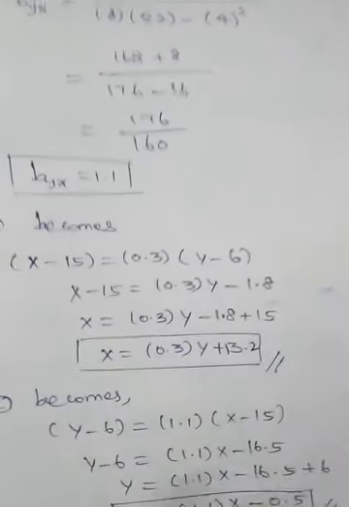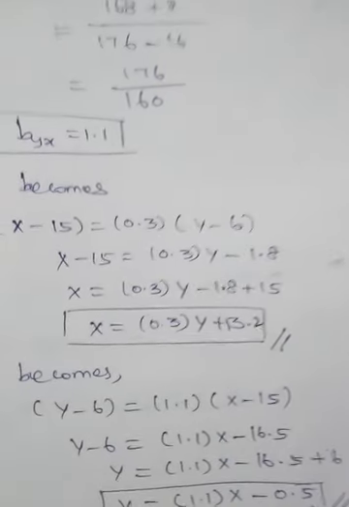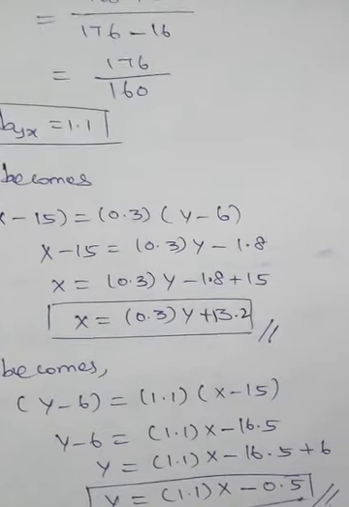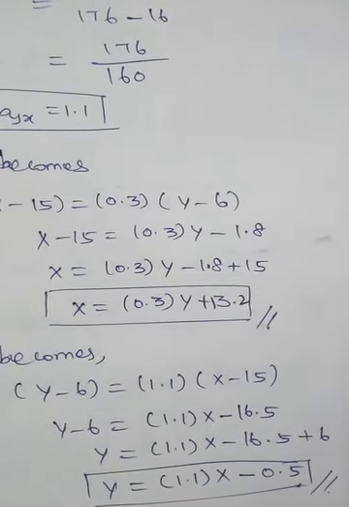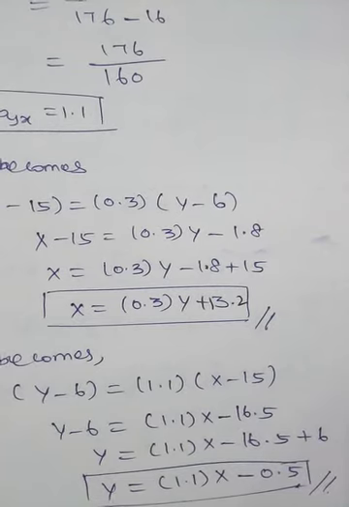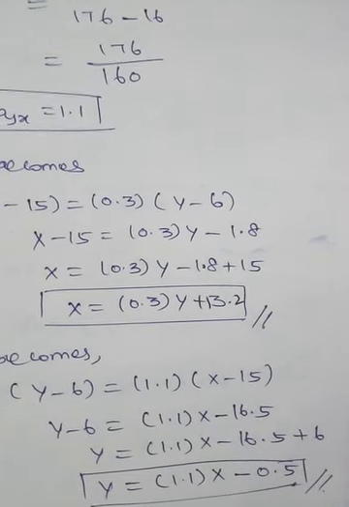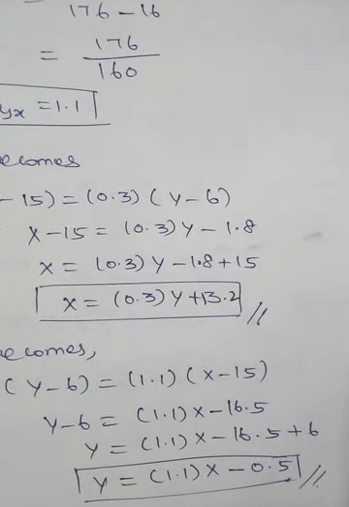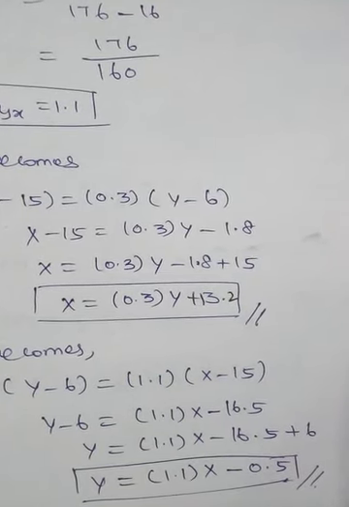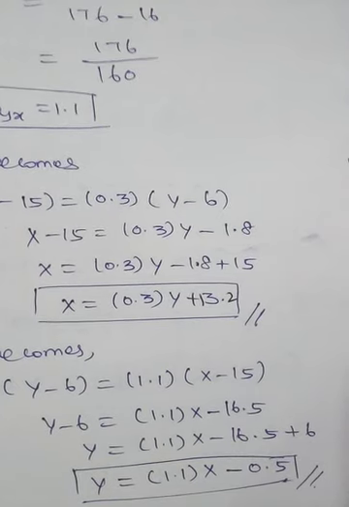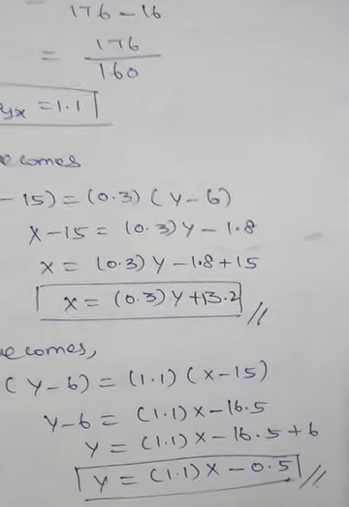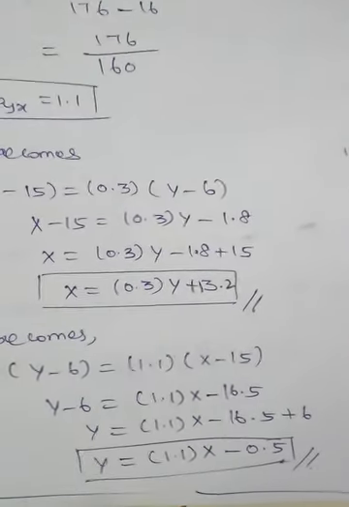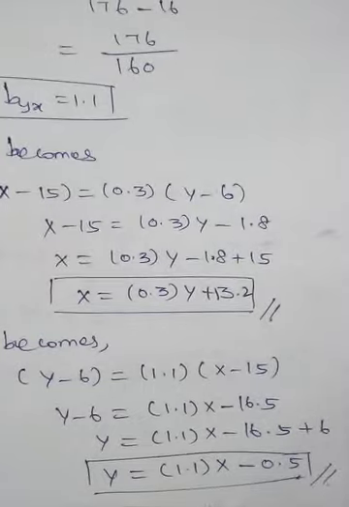Okay, go to the second one. y minus y bar is equal to byx, that is 1.1, into x minus x bar, 15. So y minus 6 is equal to 1.1 into x and then 1.1 into minus 15, that is 16.5. Am I correct? Okay. Keep y on this side. This minus 6 goes to that side, so it will be plus 6. Subtract these two things, we get minus 0.5. So y is equal to 1.1x minus 0.5. This is the second answer, regression equation y on x, isn't it?